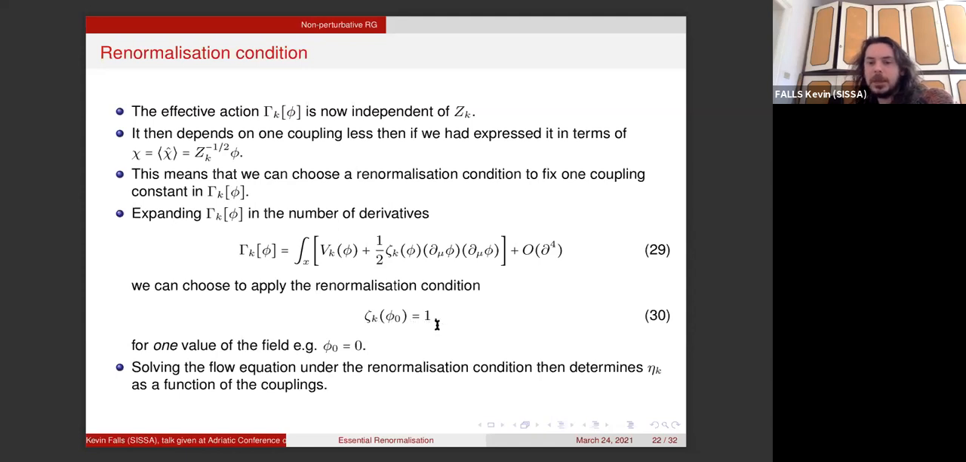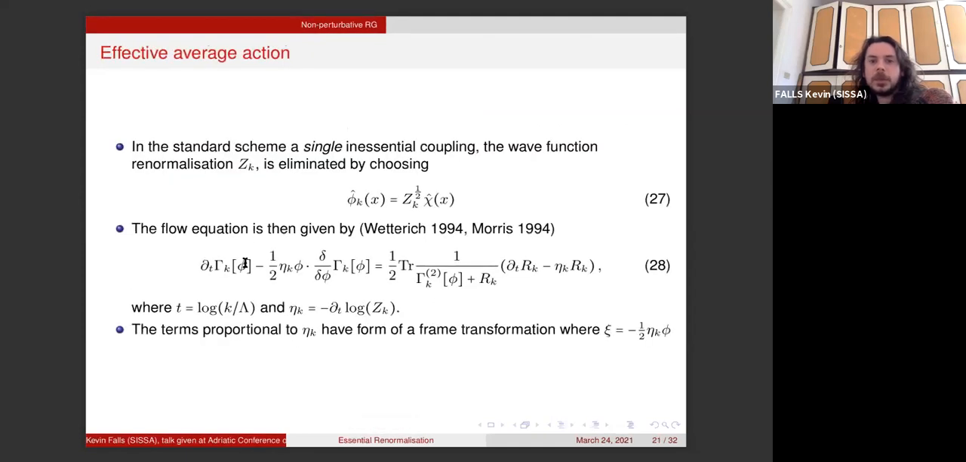And then the point is that under this condition, I will then solve this equation. And since now I've made this one condition, this means that I'll have one equation which then determines eta. So I'm basically trading the dependence on this one inessential coupling, and now I just get eta, but eta will not depend on z itself, but eta will just be a function of all the other coupling constants.